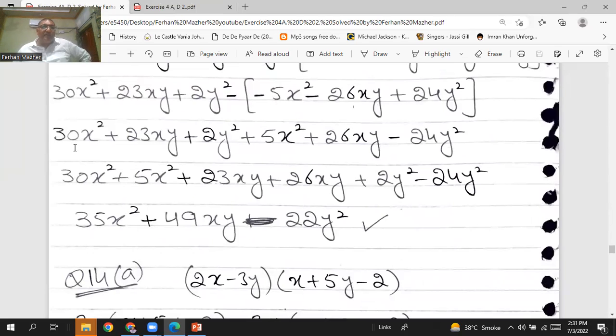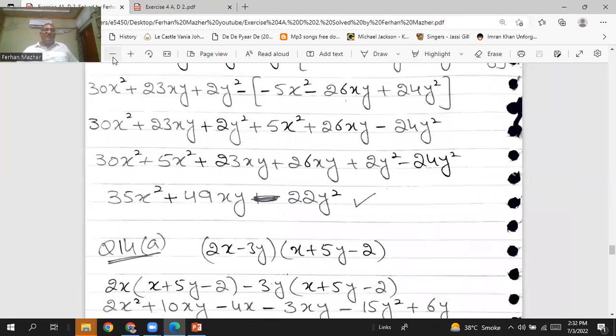Now we will open this square bracket: 30x squared plus 23xy plus 2y squared plus 5x squared plus 26xy minus 24y squared. So bring the like terms together: 30x squared plus 5x squared plus 23xy plus 26xy plus 2y squared minus 24y squared. So these will add up. So it will be 35x squared, and they will add up, and it will give you plus 49xy. And they will subtract, and it will give you minus 22y squared. So this is how you will do question number 13.